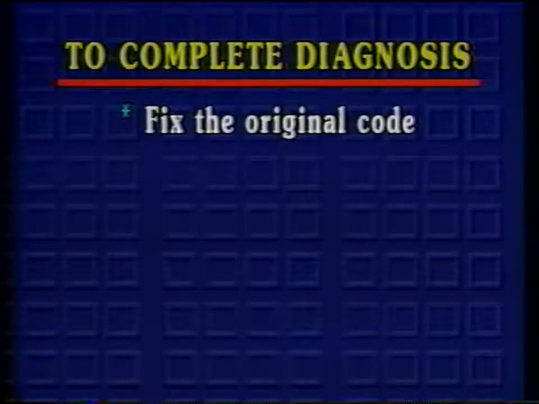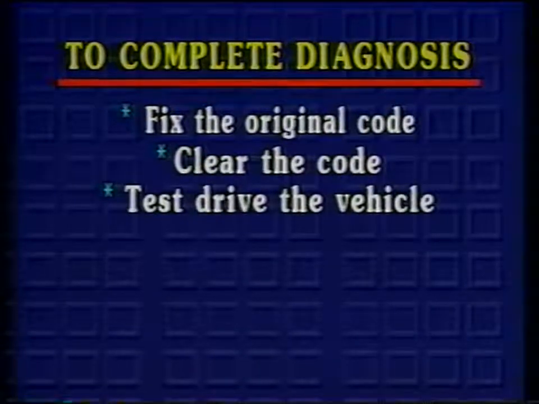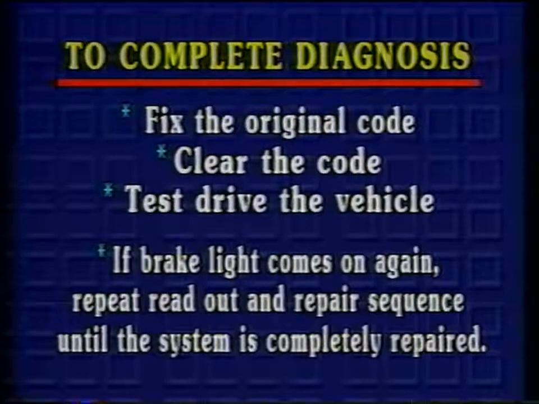Remember also that Kelsey Hayes rear wheel anti-lock systems can only store 1 code at a time. To complete your diagnosis, therefore, you must first fix the original code, then clear it, then test drive the vehicle to see if any additional codes appear. If the brake light comes on again, you'll have to repeat the readout and repair sequence until the system has been completely repaired.